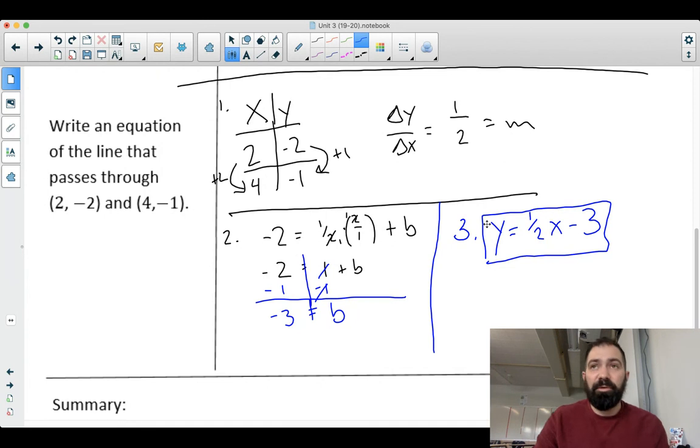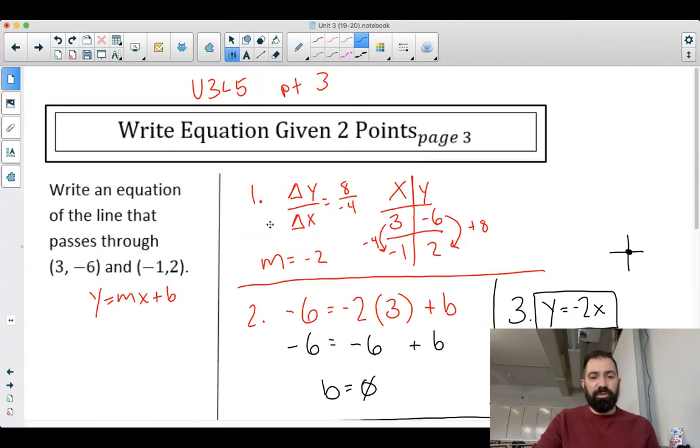That's it for this lesson, Unit 3, Lesson 5, writing an equation given 2 points.